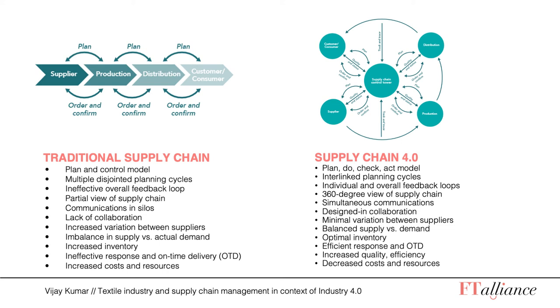But when we talk about the traditional supply chain, they don't really have an overall feedback loop. For instance, the customers cannot give direct feedback to the supplier. It has to go through the intermediate supply chain actors, which creates an ineffective feedback loop, because one is not getting direct feedback from the other. But if we talk about Industry 4.0, of course, here we are connected through an information layer. So different supply chain actors have access to the information there. In that case, this overall feedback loop is very strong.